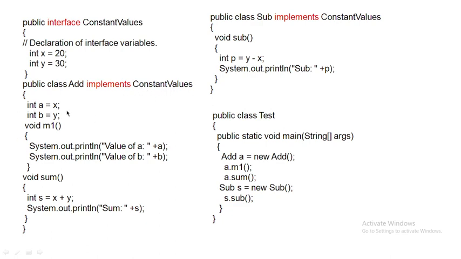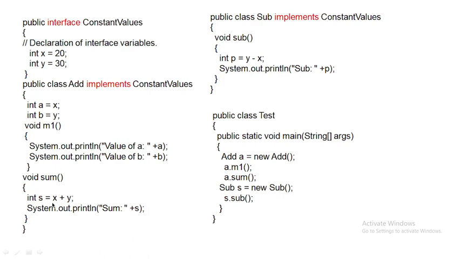So int a is equal to x and b is equal to y. What happens? a becomes 20 and b becomes 30, because x holds the value of 20 and y holds the value of 30. So now your a and b hold the values 20 and 30. And I have declared a method here. This is not an abstract method of an interface, but this is the method of the class that I have created. And inside this method, I have just printed that statement of a and b to show that I have used these values. And there is another method called sum.